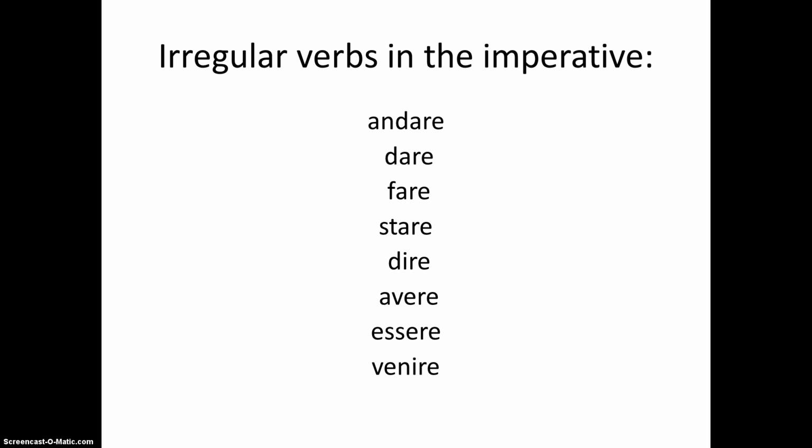This presentation has introduced the imperative mood or command form in Italian, l'imperativo. We have focused on regular verbs only. To see the conjugation of verbs that are irregular in the command form, see your book or useful internet sites like wordreference.com. Here are some of the more common verbs that are irregular in the command form. Andare, dare, fare, stare, dire, avere, essere, and venire.